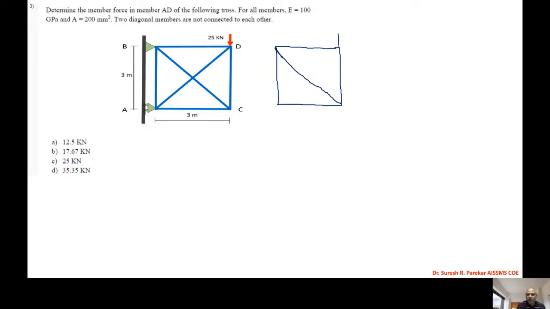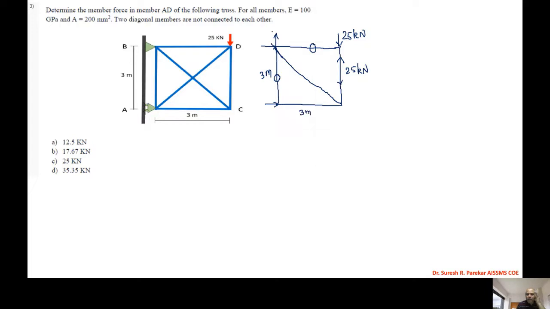So we have this load as 25 kilonewton. Then we have two reactions over there, as we have a simple support, and then we have one reaction over here. Now if you apply summation Fx equals 0, then we have this as 25 kilonewton, this as 0, and this we will get as 0. Now this is 3 meters, and this also is 3 meters.